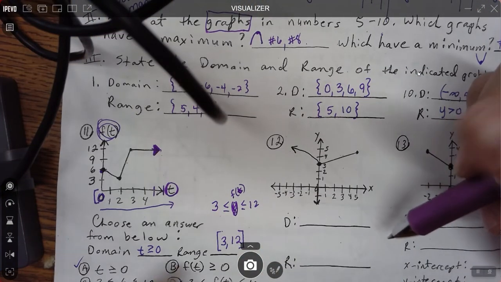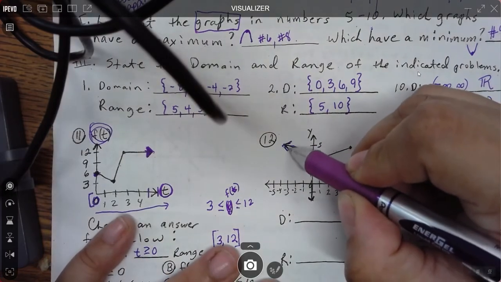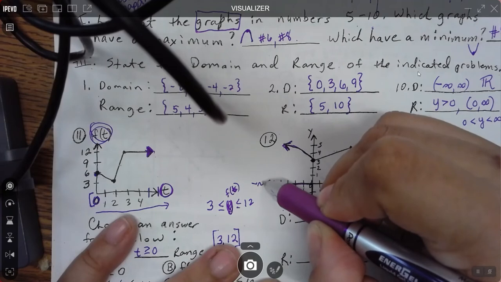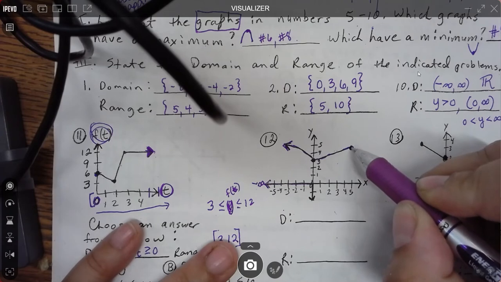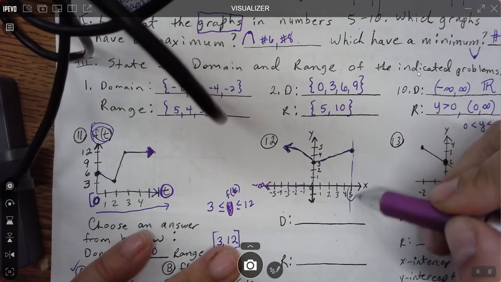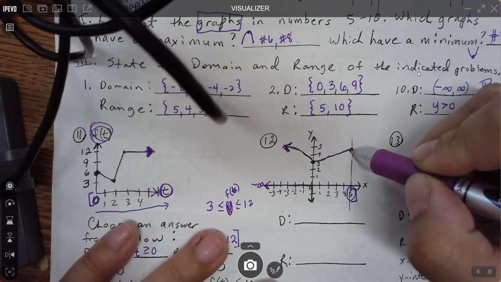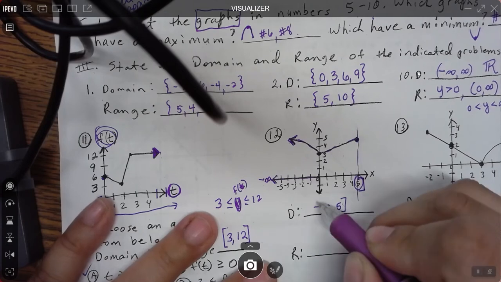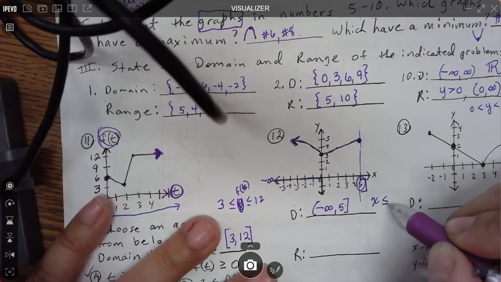All right, domain. Now, the fact that this line is going forever that way means that x is going to go forever this way. So for the domain, it's negative infinity there, but then the function stops. It doesn't go on forever. So what is the x value when the function stops? 5. And it's included, right? It would get a bracket because the 5 is a closed circle. So the domain is from negative infinity until 5. Or we can say all the x values that are less than or equal to 5.